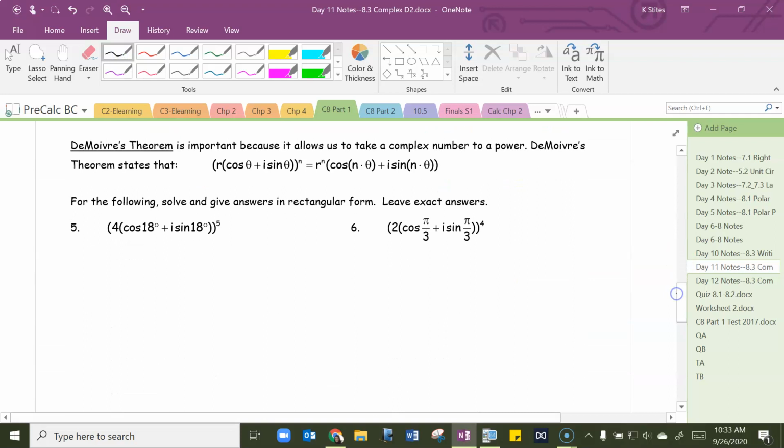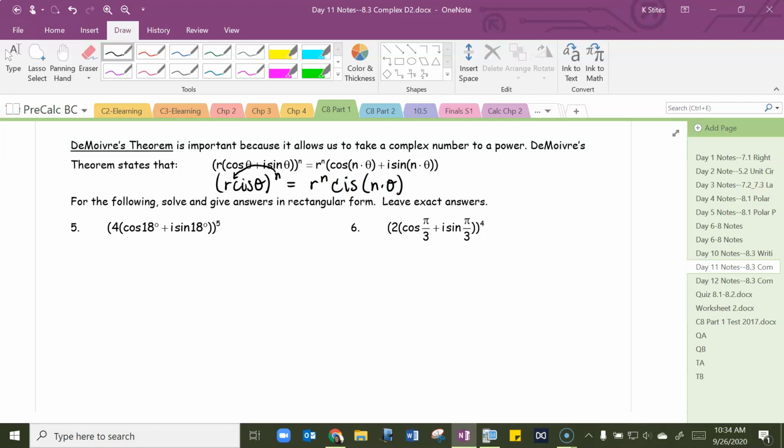Okay. So finally, we have something called de Moivre's theorem. De Moivre's theorem is important because it allows us to take a complex number to a power. I mean, why would you not want to do that? Am I right? De Moivre's theorem says that if you want to do r cis theta to the nth power, you are just going to do r to the nth power. Okay, so basically you give your radius the nth power, and then you are multiplying n and theta together.